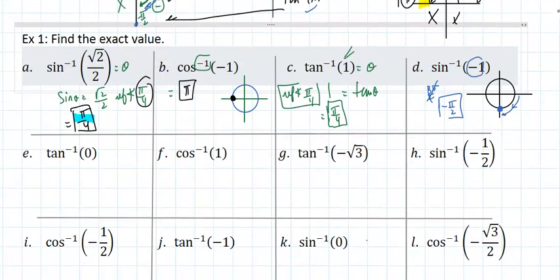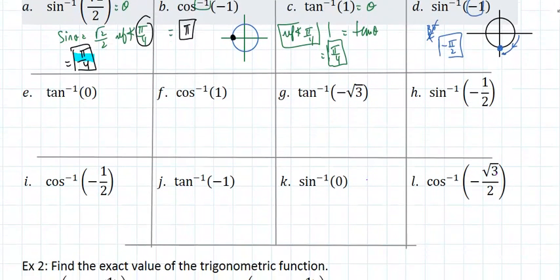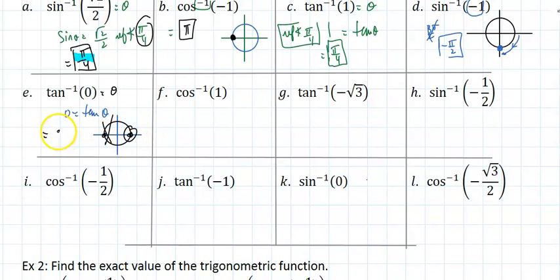How about E? If I call this theta, I'm looking for 0 equaling the tan of theta. Where does tan equal 0? Tan equals 0 in a few places. We know tan equals 0 right there and right there. Since this is off limits, the answer must be 0. The tangent of 0 degrees or 0 radians is 0.